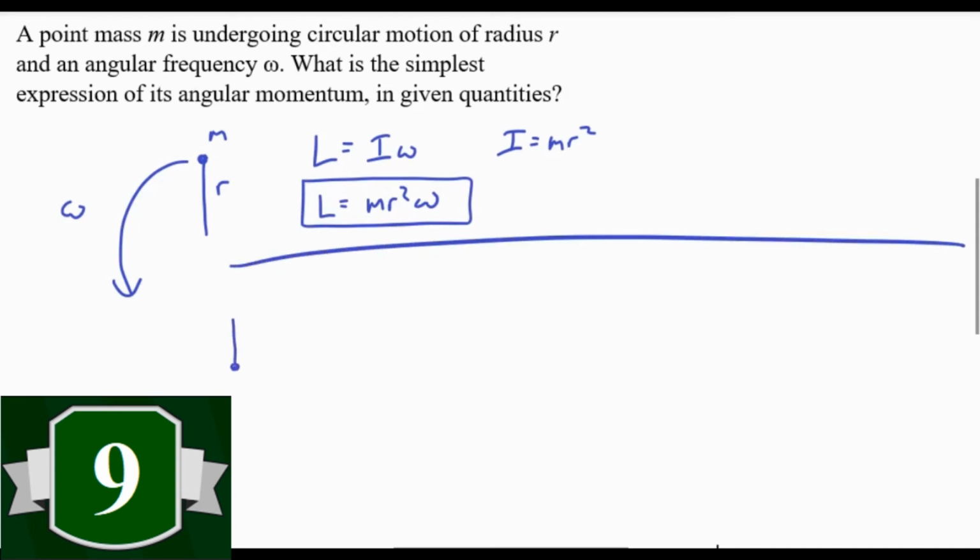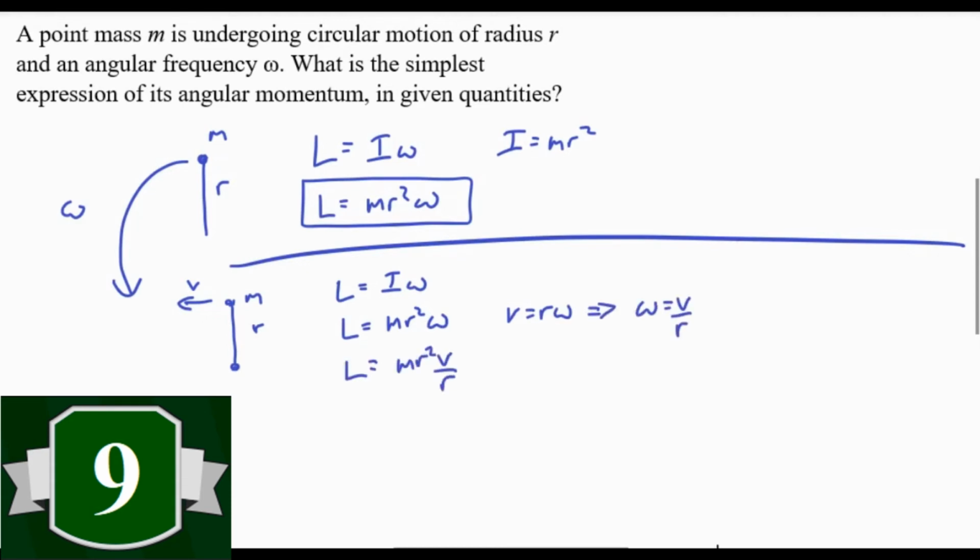Let's do that in reverse as well. Suppose instead of giving you the angular velocity, I gave you the tangential velocity, v. Start with L equals I omega again, substitute in your mr squared, but also, knowing that v equals r omega, omega equals v over r. Substitute those in and then cancel. You get angular momentum equals r times mv, or angular momentum equals r times linear momentum.